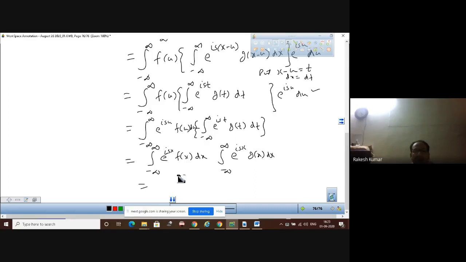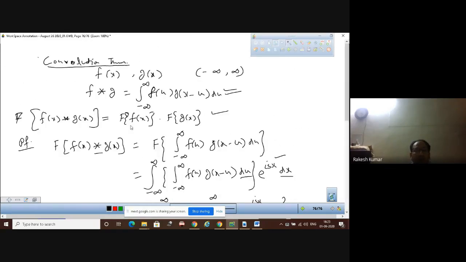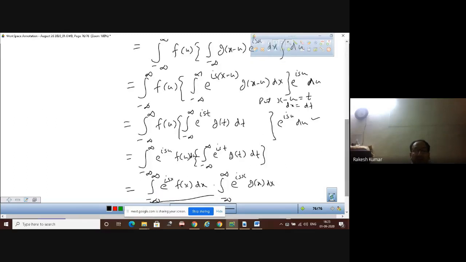Why can you change the variable? Because change of variable doesn't make any difference in a definite integral. Now what is this? This is the definition of Fourier transform of f of x, and this is the definition of Fourier transform of g of x. So you just see this is the multiplication over here. So this is the result of the convolution theorem, that the Fourier transform of f of x convolution g of x is equal to Fourier transform of f of x into Fourier transform of g of x. So this result is also very important as far as Fourier transform is concerned.